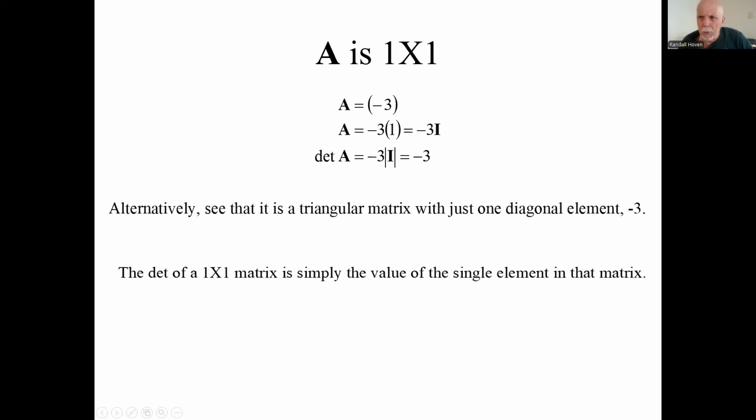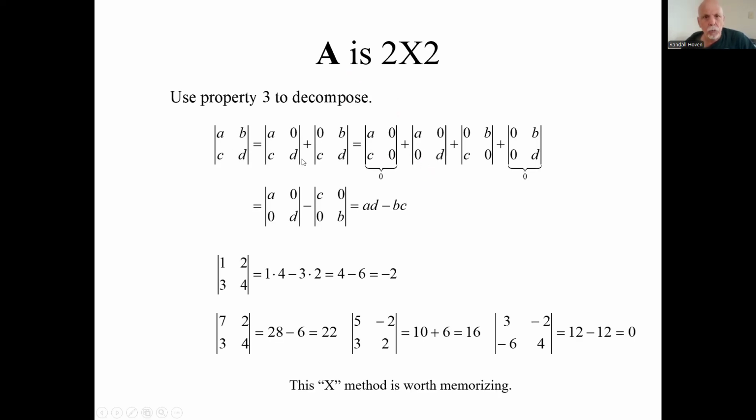We were using properties of determinants to come up with formulas for calculating a determinant. We already did the one by one, and it was simple. It's just whatever the element of the matrix is, that's the determinant. For a 2 by 2, we had the little x. It's the product of the main diagonals minus the product of the off diagonals. And I said that was worth memorizing.